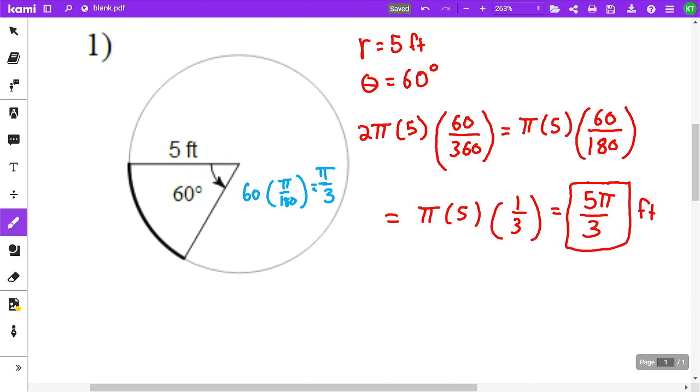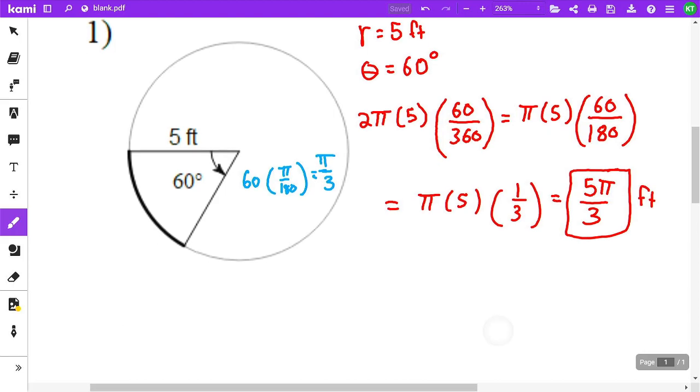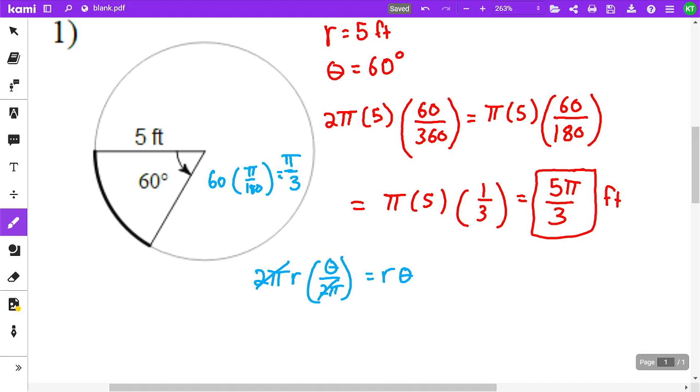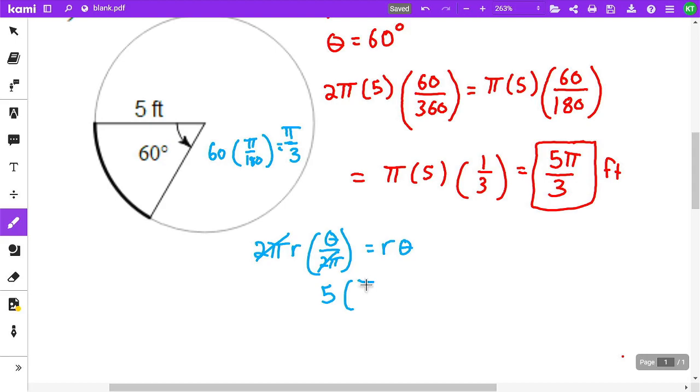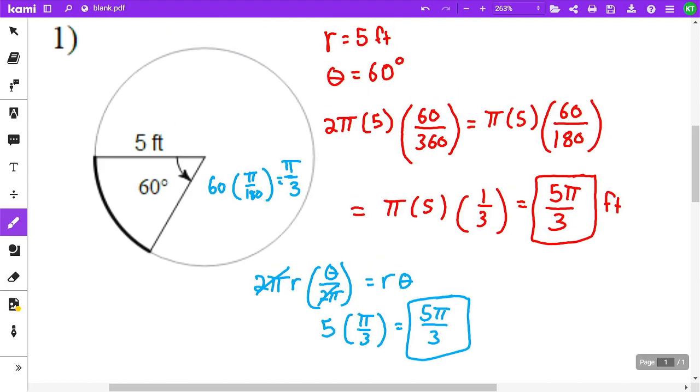Then I'll go ahead and plug that into my formula, which again is 2 pi r times theta over 2 pi. And if I simplify that further again by canceling out my 2 pi's, I'll just have r times theta. So I'm just going to be multiplying 5 by pi over 3. 5 times pi over 3 will give me 5 pi over 3, which is the same answer we got with degrees. So whether we have degrees or radians, or if we convert it, we'll still get the same answer in the end, 5 pi over 3 feet.